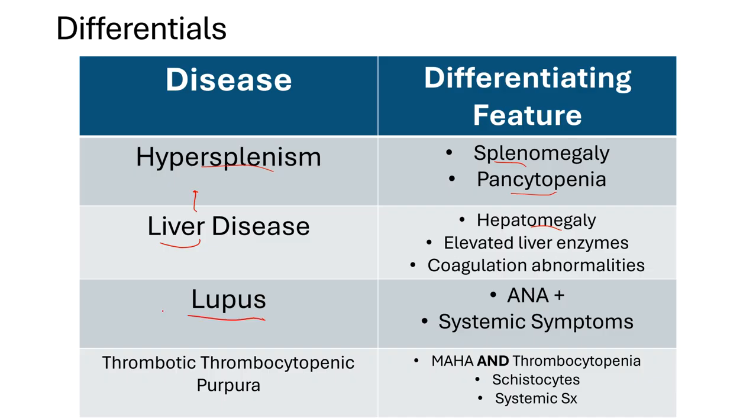One of those things can be autoimmune diseases such as lupus. If they want you to know what is this cause, look for ANA positive, which has a 96% sensitivity, or other systemic symptoms such as neurologic issues, photosensitivity, rash, arthritis, etc. And then, of course, TTP. Just briefly, TTP is going to be defined as both microangiopathic hemolytic anemia, also known as MAHA, and thrombocytopenia. You need both of these things in order to diagnose TTP. You should also see schistocytes or other systemic symptoms. TTP will be covered in another lecture. And that concludes this lecture on ITP.